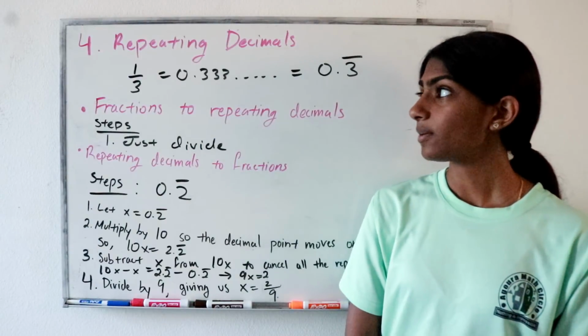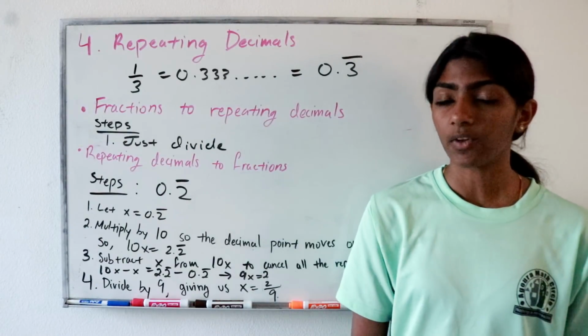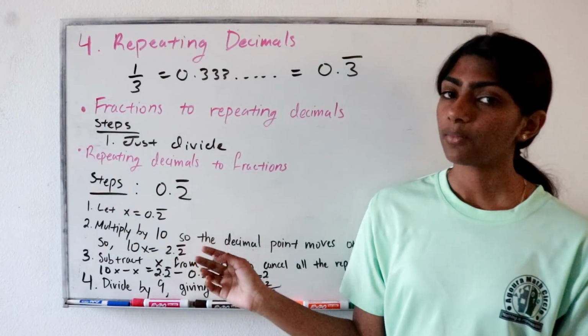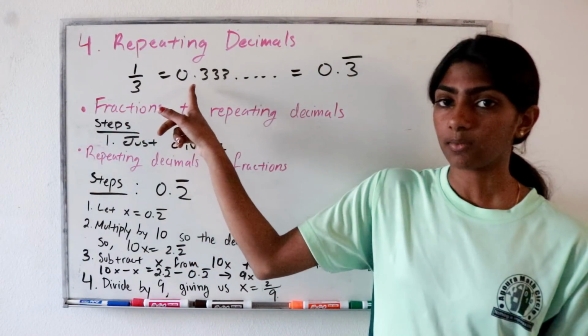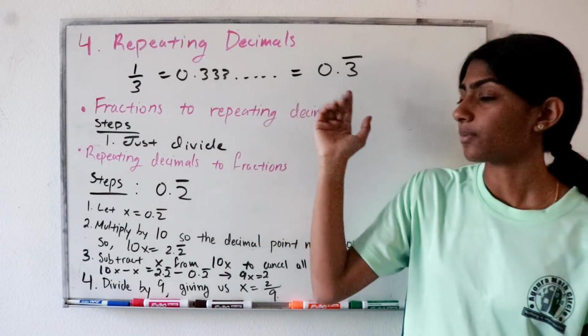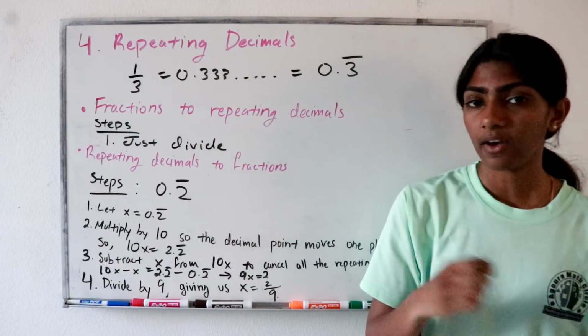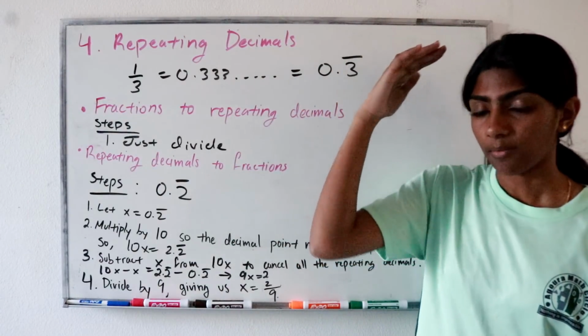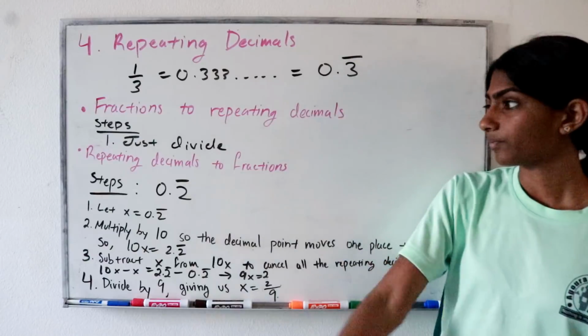So now let's look at repeating decimals. A repeating decimal is a decimal value that repeats infinitely many times. For example, when we turn 1/3 into decimal form, we get 0.33 repeating infinitely. So it never stops repeating. So a way we can write that without cramping our hands is by saying 0.3 with a bar on top. The bar means that the 3 is repeating.